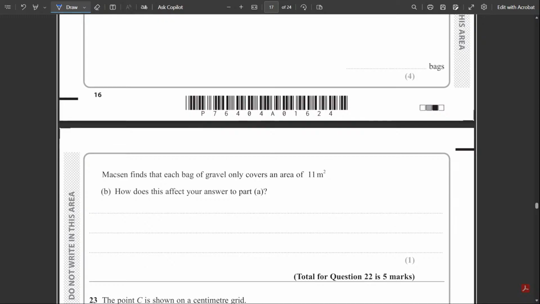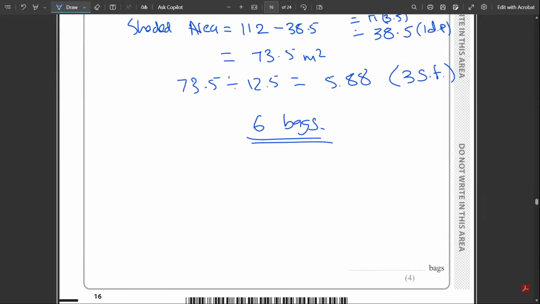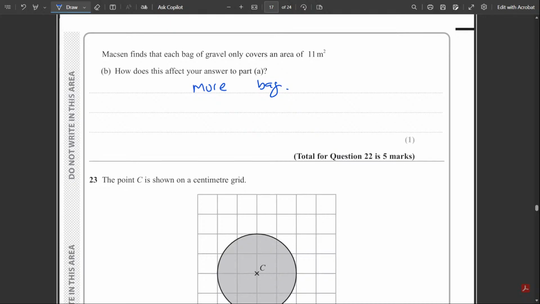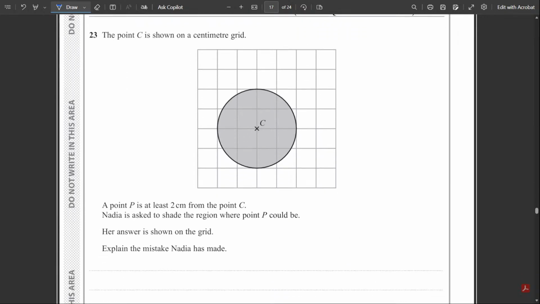Must find that each bag of gravel actually covers only 11 square meters, which means it covers less than what he expected. So he'll need more bags. Okay, so we need to do 73.5 divided by 11. And that will take you to 6.68. That means he has to buy 7 bags. So yes, you will need to buy more bags, which works out to be 7 bags.